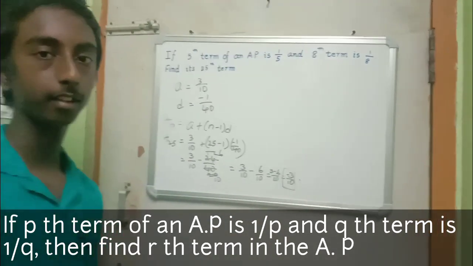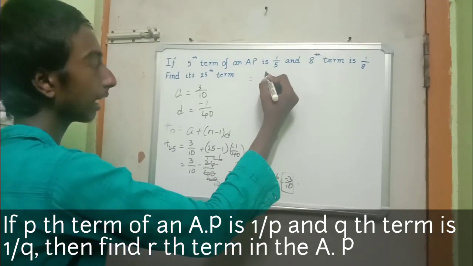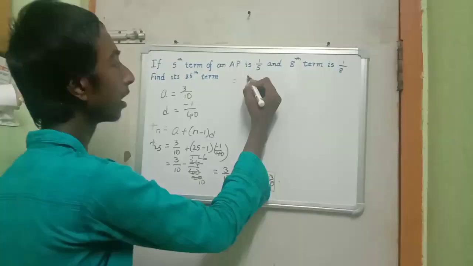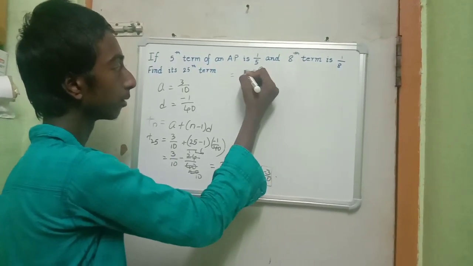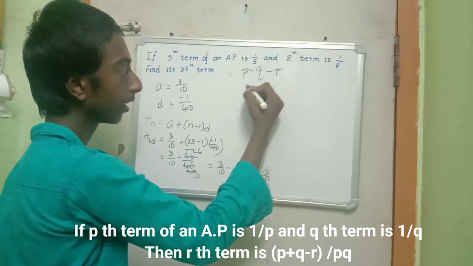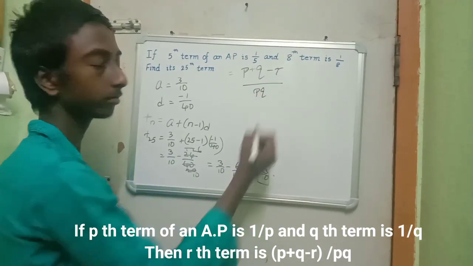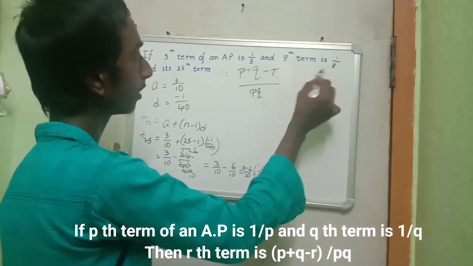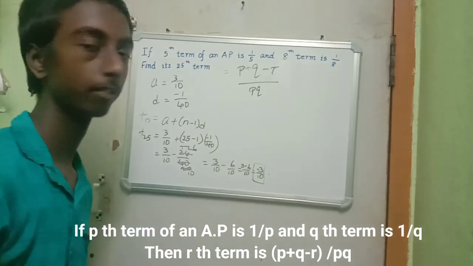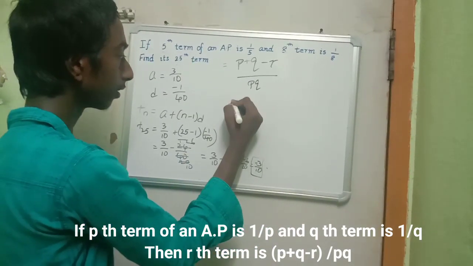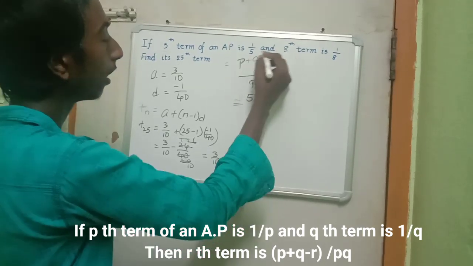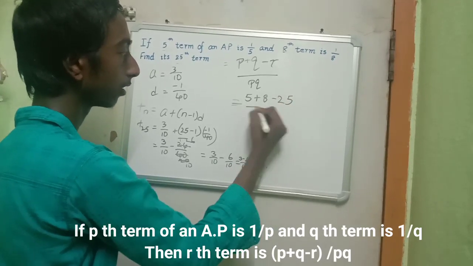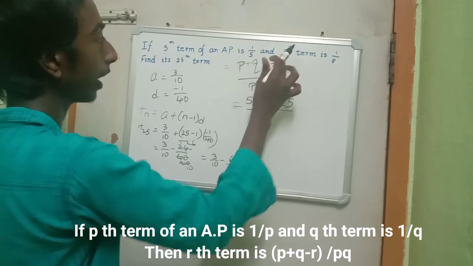Let's do it by the trick. The trick is (p plus q minus r) by pq. P we take as 5, q we take as 8, r we take as 25. So p 5 plus q 8 minus 25, by pq, that is 5 into 8, 40.